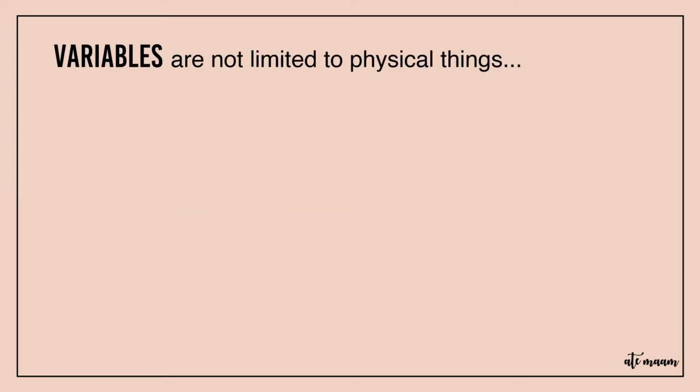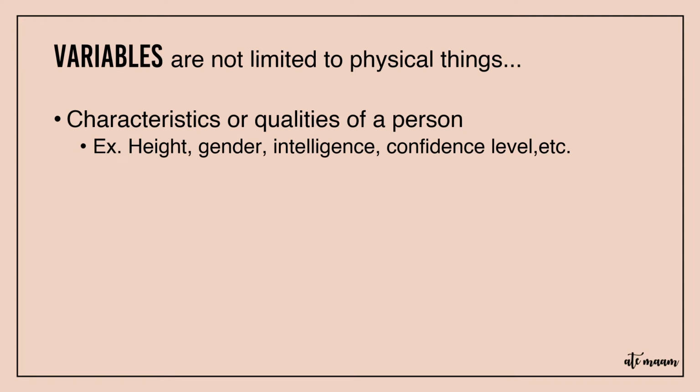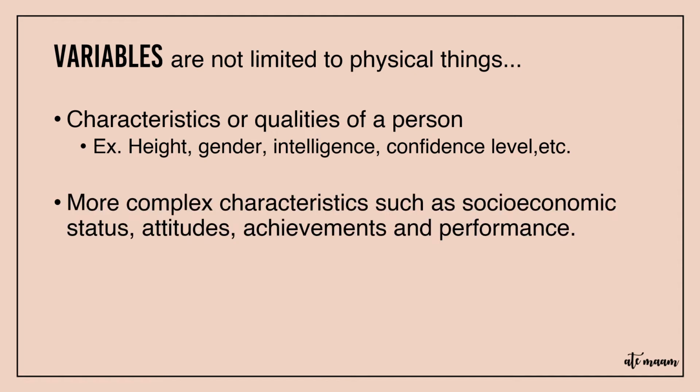However, variables are not limited to physical things. It could be characteristics or qualities of a person, for example, height, gender, intelligence, confidence level, etc. Basta anything that you can measure and is not constant. It could also be more complex characteristics such as socioeconomic status, attitudes, achievements, and performance. These are some of the examples of variables.